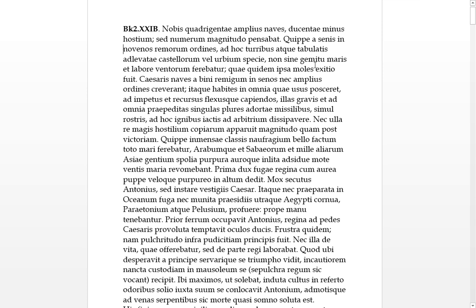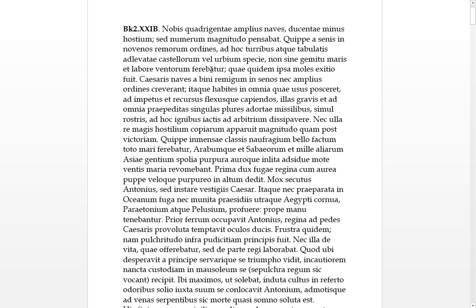Non sine gemitu. Gemitu means groaning. It's the ablative going with sine. Not to be confused with the word for allow. So not without the groaning of the sea, the maris, and labore, by or in labor, ventorum, of the winds, ferebatur. So these are being borne or carried, basically.